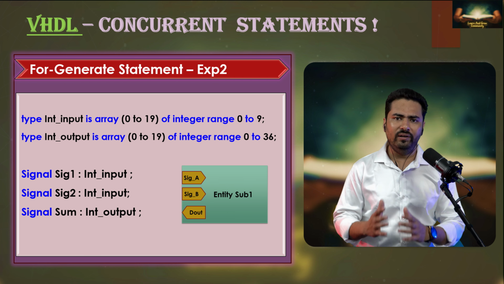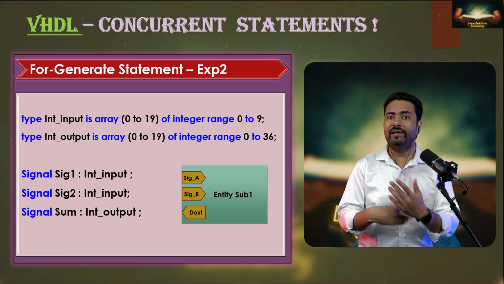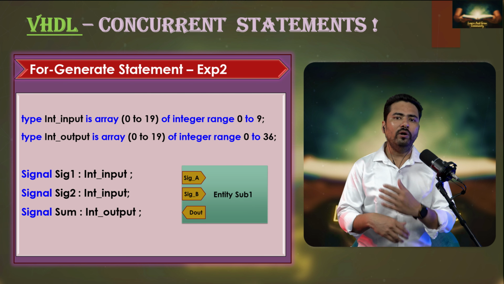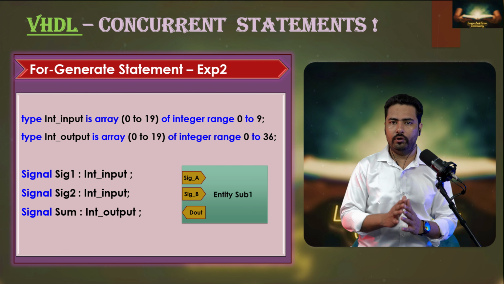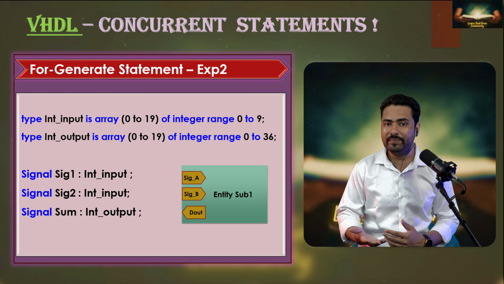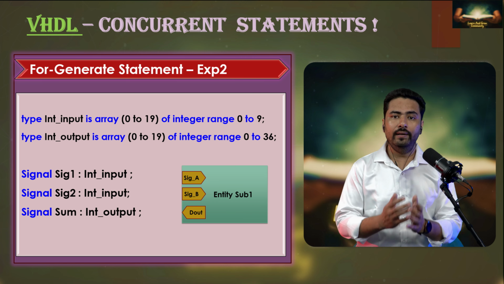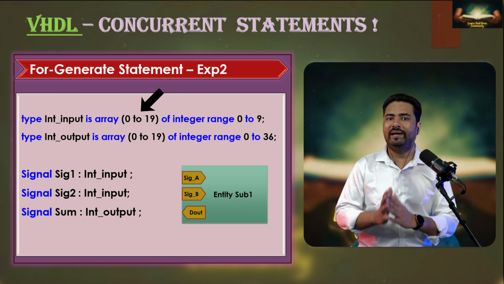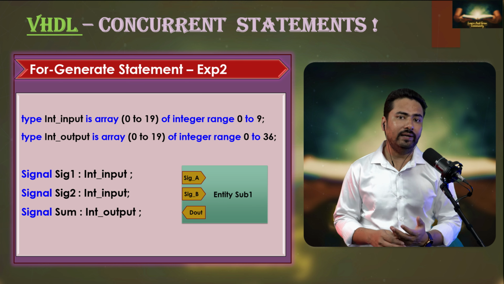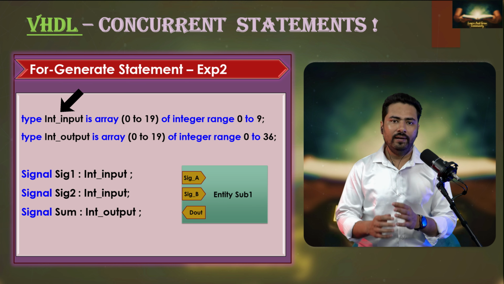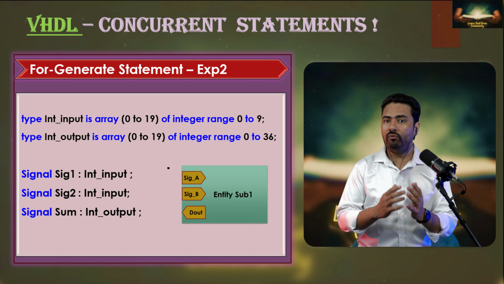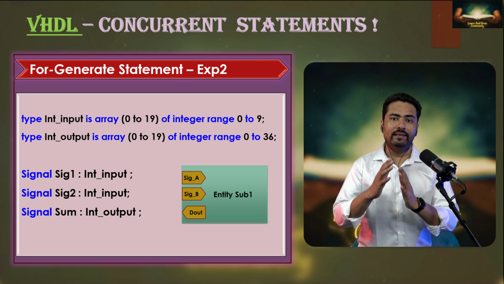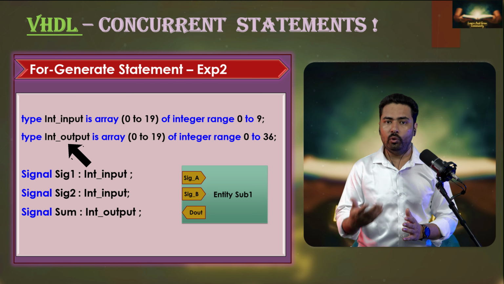Now, before we move on, let me quickly show you how you can create the integer arrays used in this example. Although we already explained that in our previous sessions on user-defined and custom data types. Okay, so we need to define an array of 20 integers that range from 0 to 19. I have named this new data type int input. Similarly, we define an array of 20 integers that range from 0 to 36. And this data type name is int output.